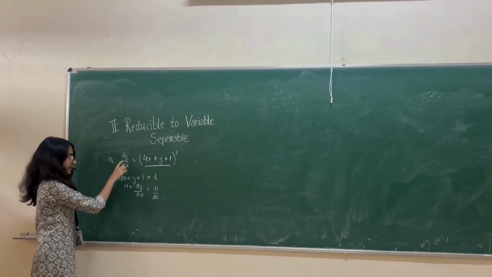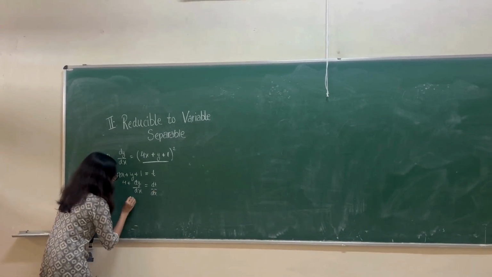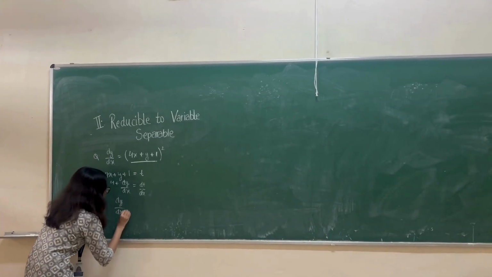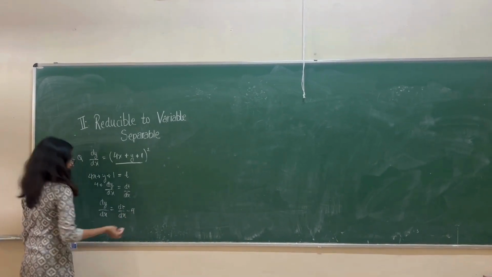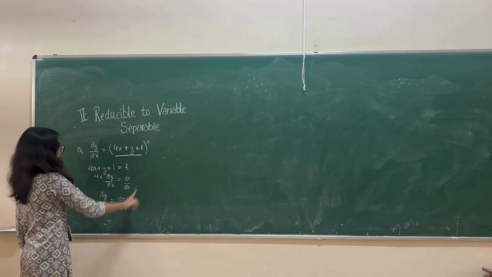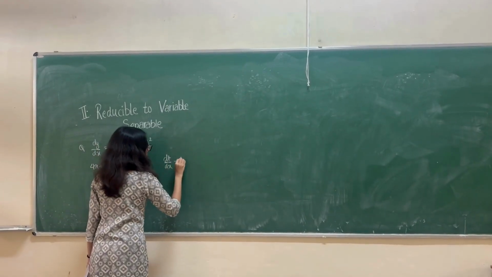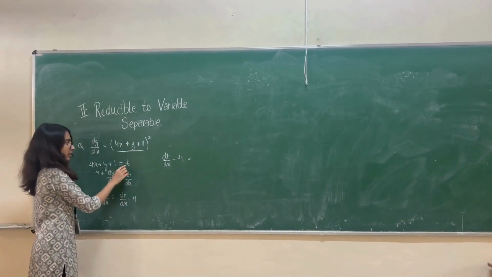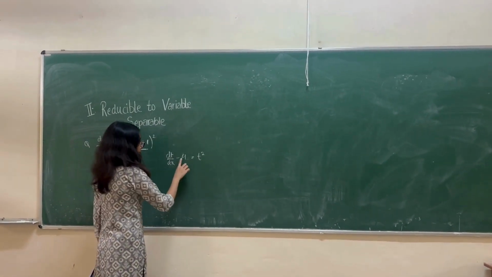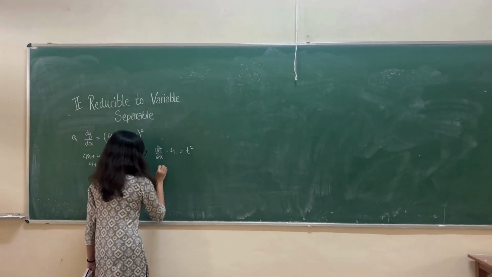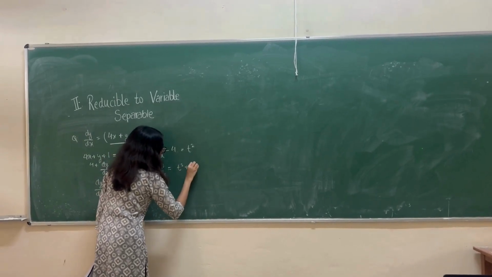Now since we have to replace dy by dx in the equation, we move the 4 to this side. So we get dy by dx is equal to dt by dx minus 4. Now we replace dy by dx in this equation. So we get dt by dx minus 4 is equal to, since we have replaced this with t, we can make this t squared. Next what we can do is we can move the minus 4 to the other side. So we get dt by dx is equal to t squared plus 4.